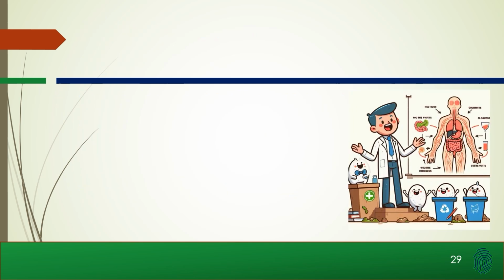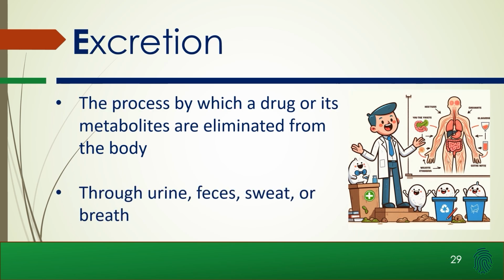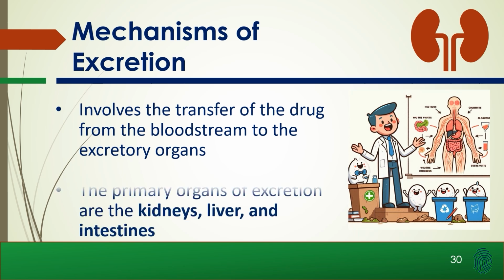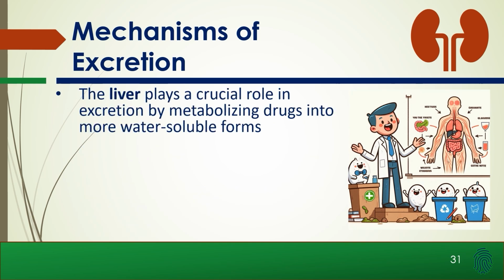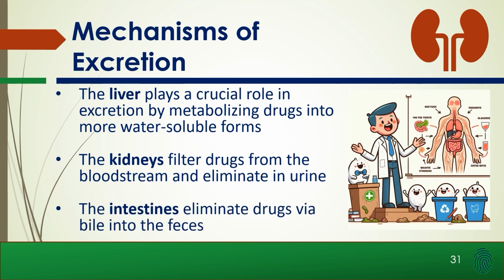And excretion. The process by which a drug or its metabolites are eliminated from the body. This is often through feces, urine, sweat, or breath. Some of the mechanisms involve the transfer of drug from the bloodstream to the excretory organs. The primary organs of excretion are the kidneys, liver, and intestines. The liver plays a crucial role in excretion by metabolizing drugs into more water-soluble forms. The kidneys filter these drugs from the bloodstream and eliminate them in urine. And the intestines eliminate drugs via bile into the feces.